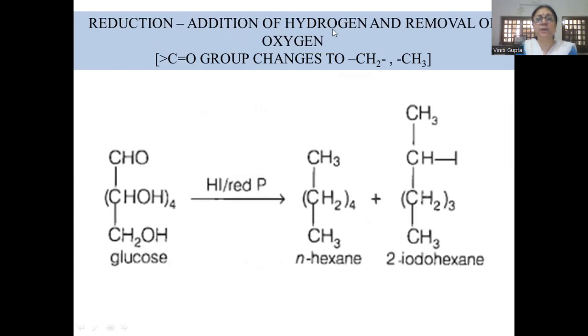Reduction may also include, if it is addition of hydrogen, it may also be a removal of oxygen. So the carbonyl group changes, oxygen is completely removed by hydrogen. So here, the oxygen is completely removed from all the carbon atoms. Aldehyde changes into methyl group. All the CHOH groups change into methylene groups. And even the CH2OH terminal group changes into the methyl group. This reaction happens in presence of red phosphorus and hydrogen iodide.